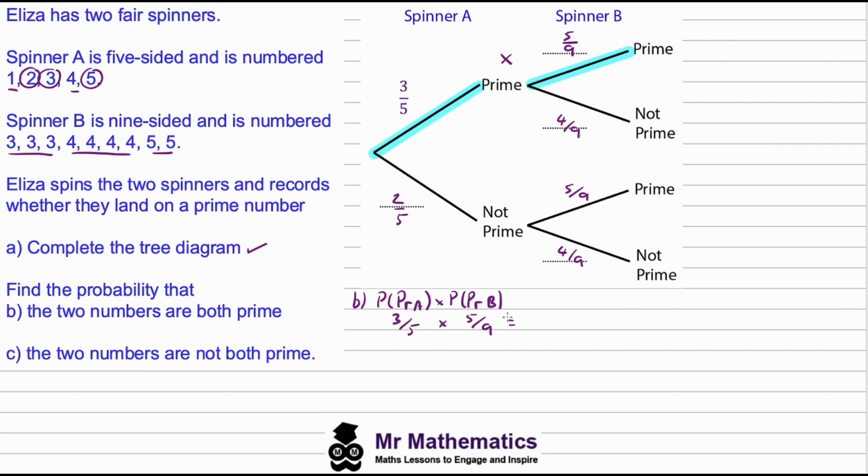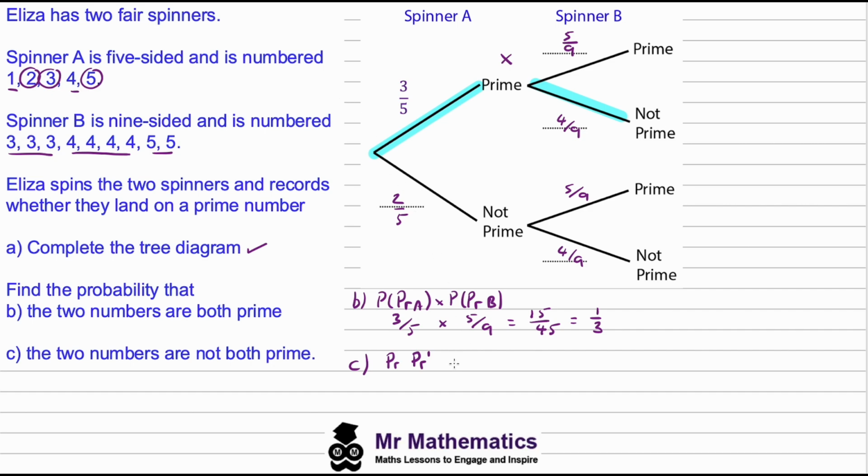We've got 3 times 5, which is 15, and then the 5 times 9, which is 45. And we can simplify this fraction to make 1/3. Okay? And then for part C, find the probability that the two numbers are not both prime. So this means we can have a prime and a not prime. So a prime on A and a not prime on B, which is this path.